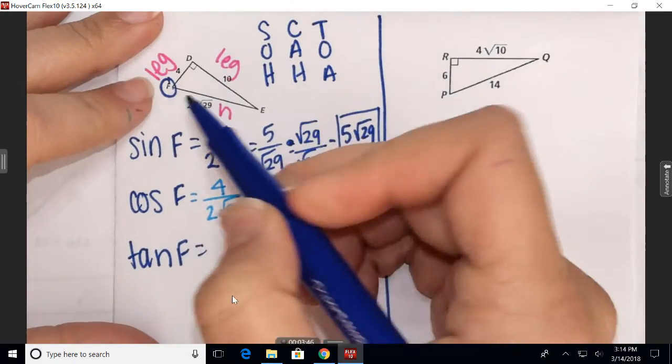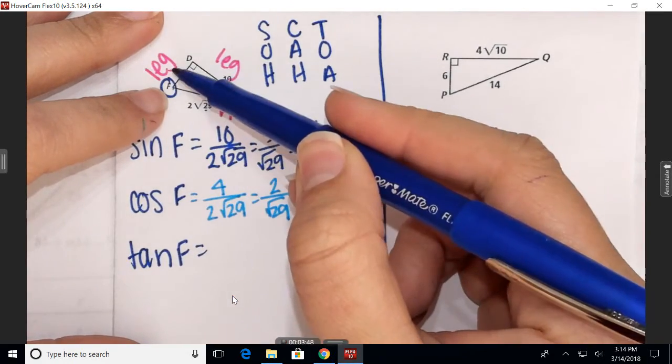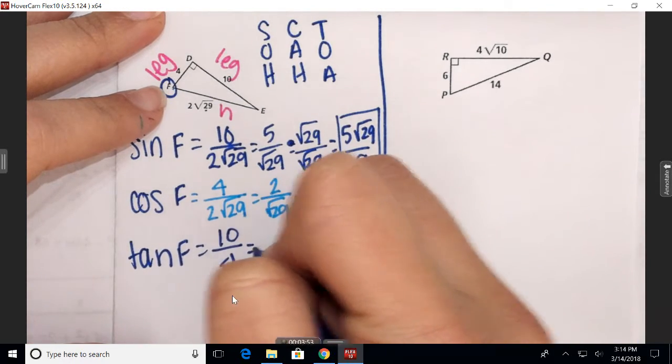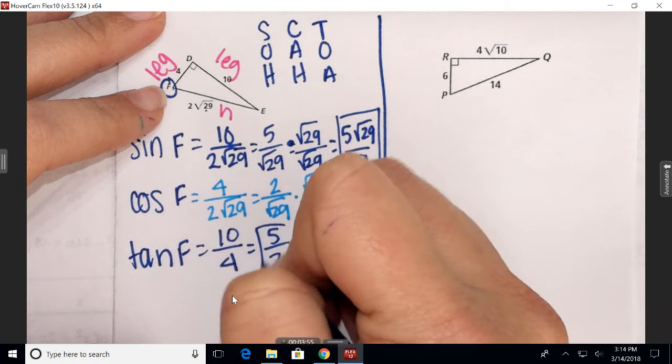Now the tangent of F is opposite divided by adjacent. So you do the opposite leg, which is 10, divided by the adjacent leg, and that reduces to 5 halves.